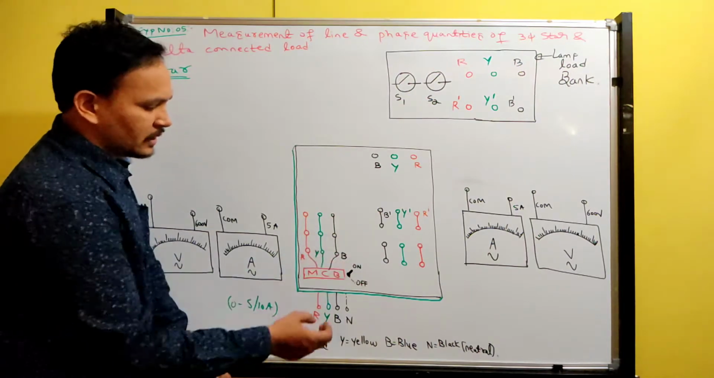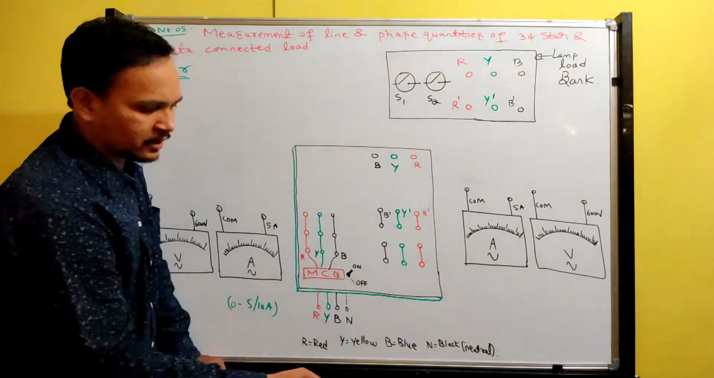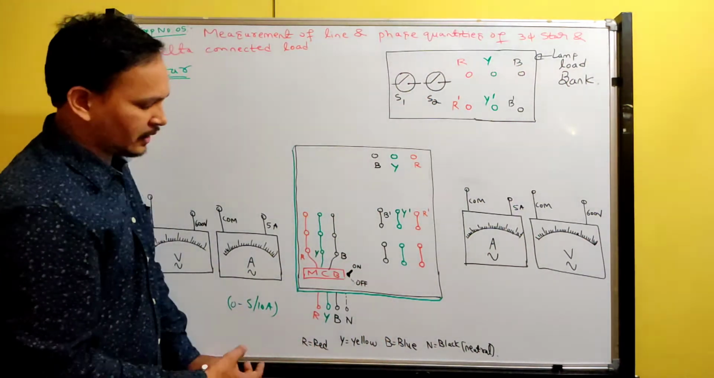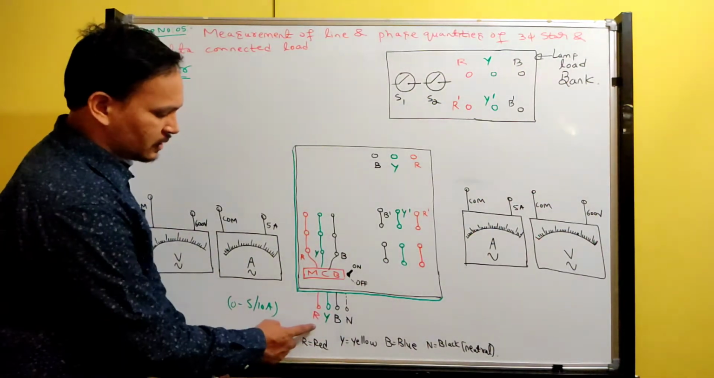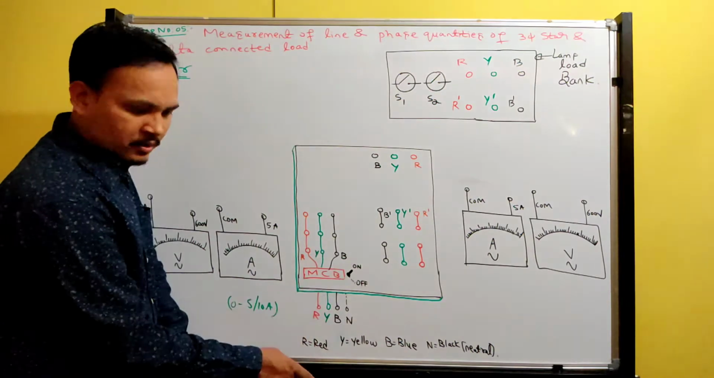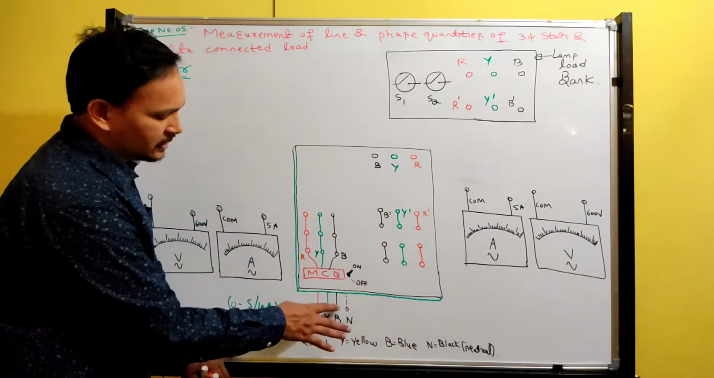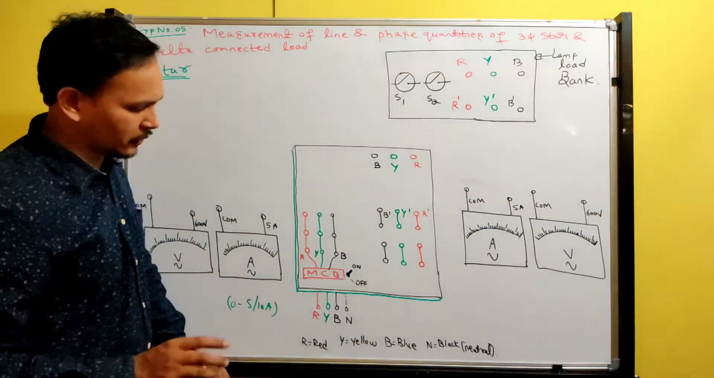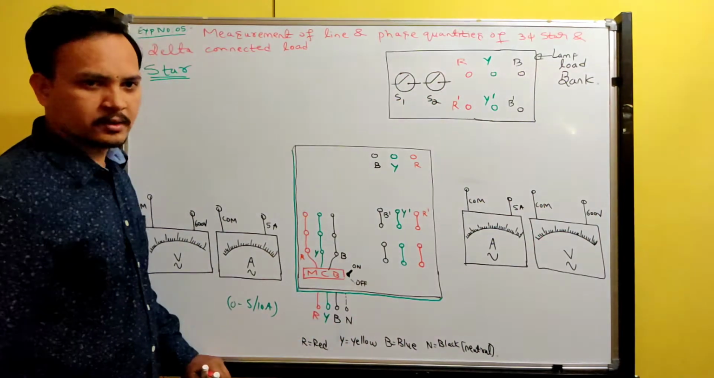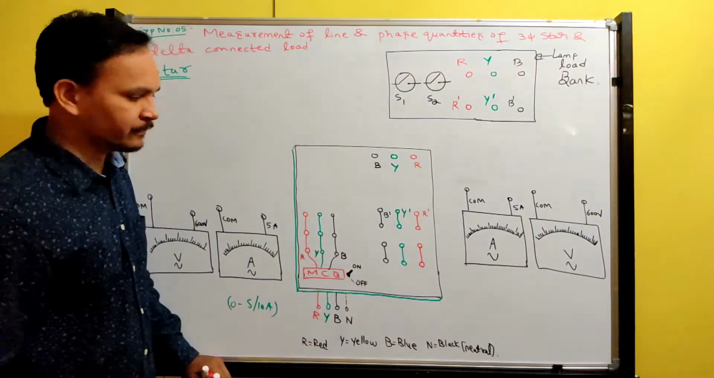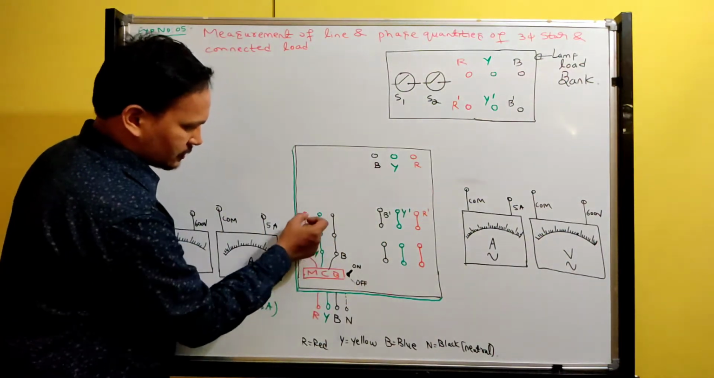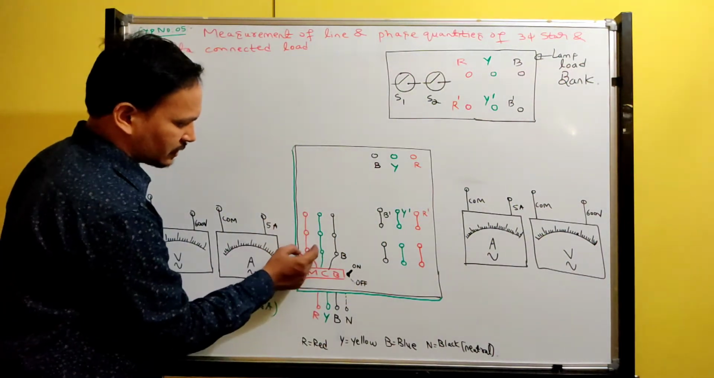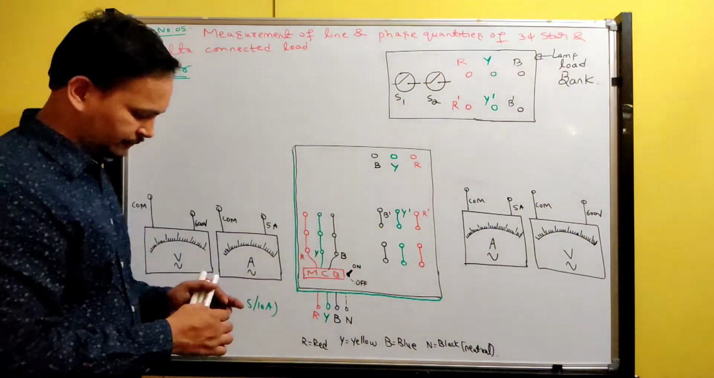And B phase. Here B means not black, you consider blue. Since I don't have color pens, I have written like this. R is red, Y is yellow, but I wrote green, consider yellow, and B is blue, not black. And N is neutral. Generally neutral will be black color. After these three connections, R is completely shorted, Y is shorted, and B is shorted.